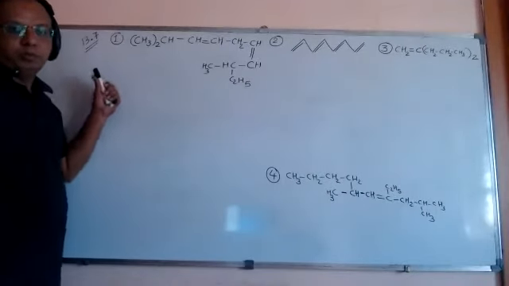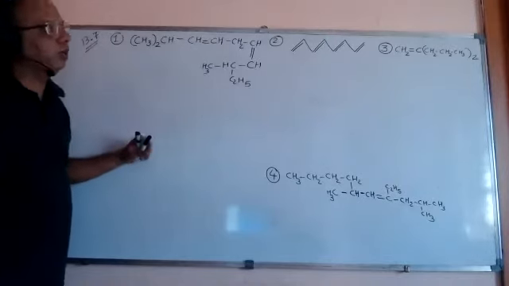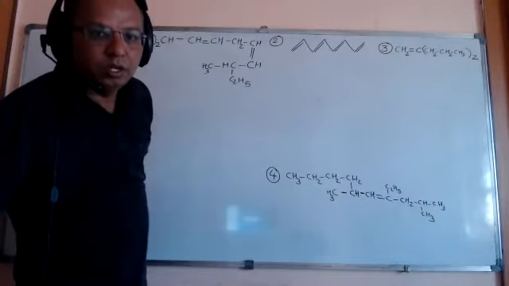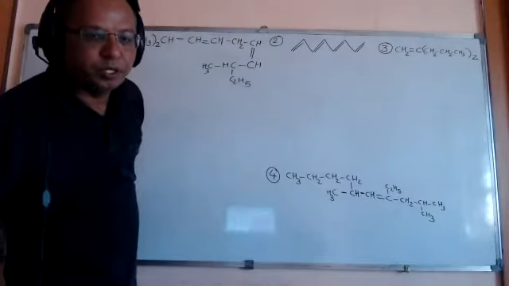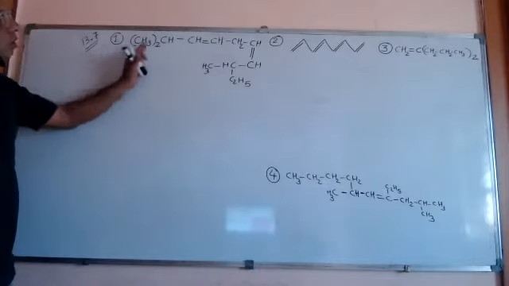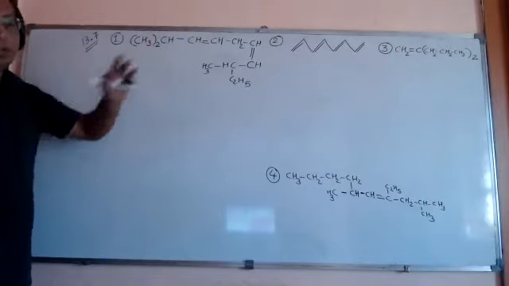So problem number 13.7 of chapter number 13. There are four different compounds given and we have to give the IUPAC name of the given compounds. So how to write it? First of all, we have to convert it into a simpler form if it is given in complex form.